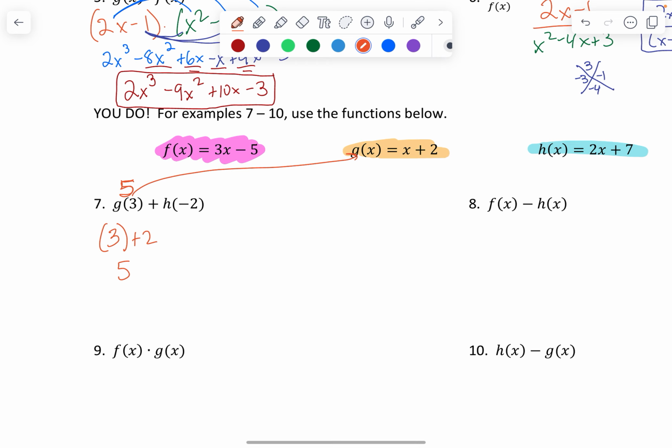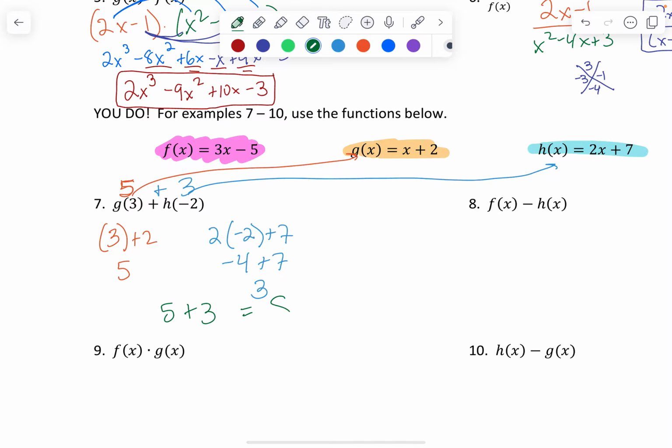And then go to the h function, which is 2x plus 7. So you're going to plug in negative 2. That's negative 4 plus 7, which is 3. So you get 3, and then this is asking you to add. So you're doing 5 plus 3, which is a final answer of 8. Okay, so check that one.